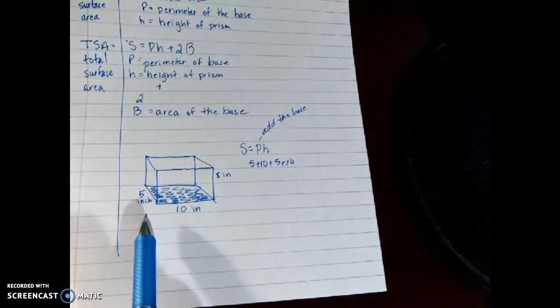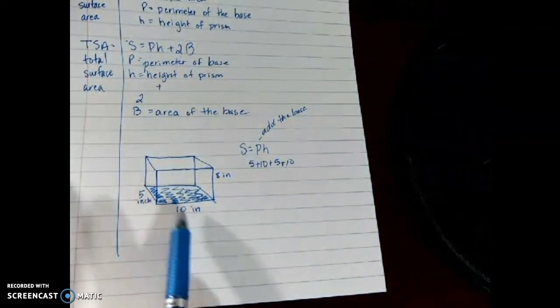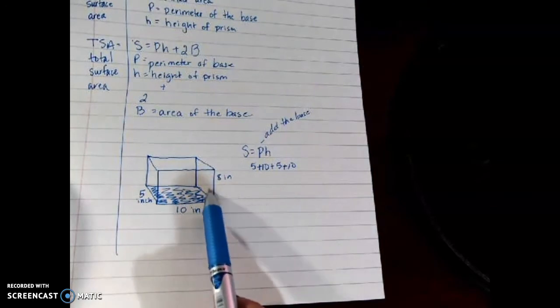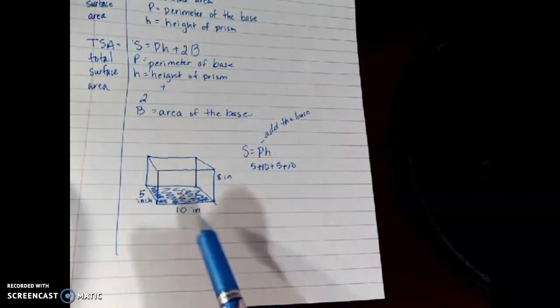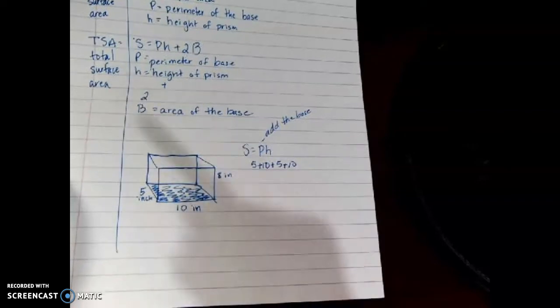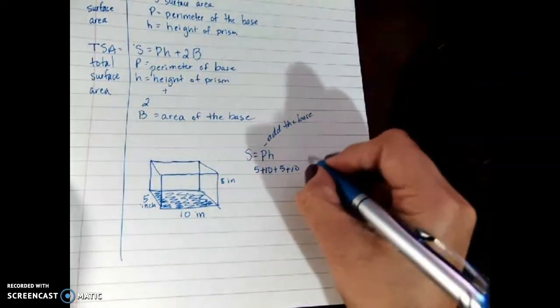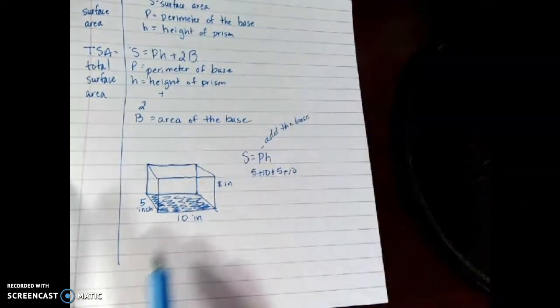And I know that you're going to make this mistake. Just because there's two numbers, don't forget that there's numbers on the other side of the base. A rectangle has 4 sides. You should have 4 numbers. So 5 plus 10 plus 5 plus 10. Then what is the height of the prism?